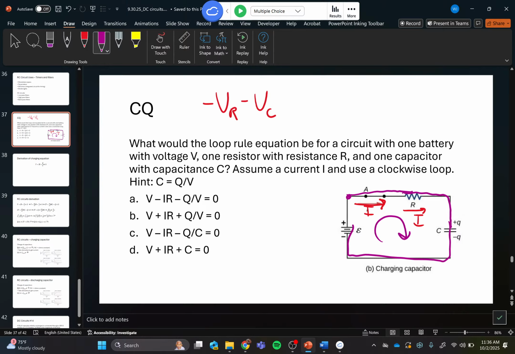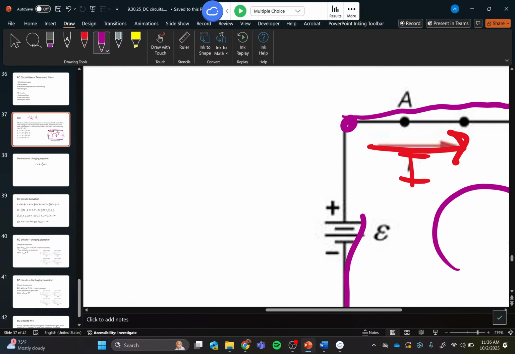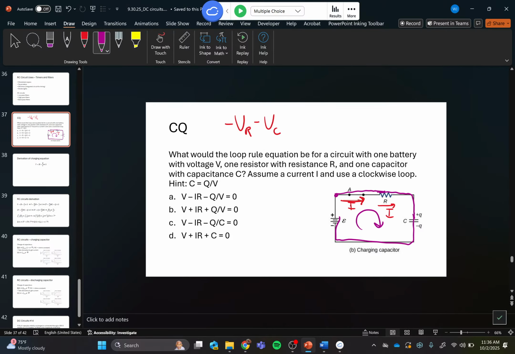We hit the battery. We're going from the negative to the positive, so we're going uphill. Now in this picture, well, it says epsilon on there, so it's going to be uphill plus V of battery equals 0. Why? Because I ended where I started. Now you just plug in the equations for it.